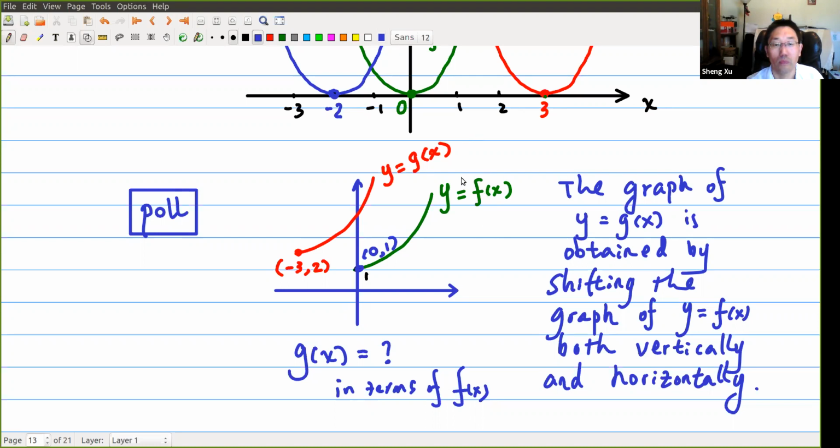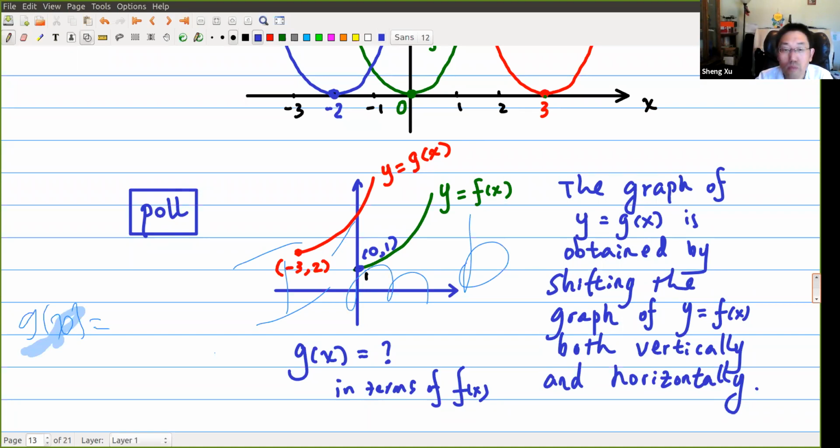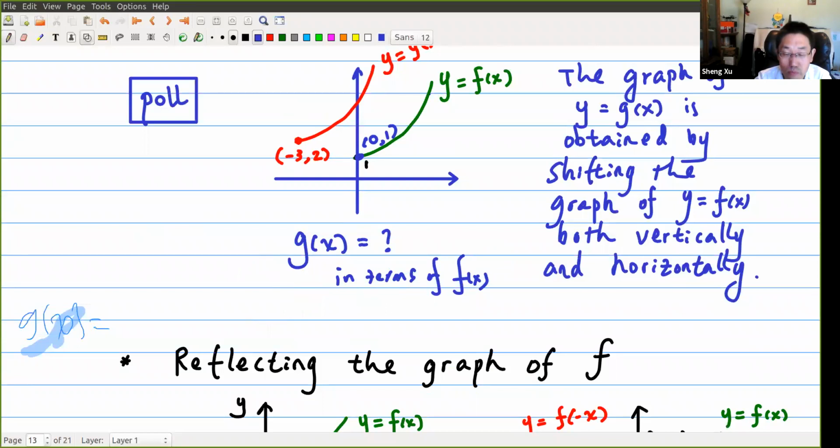Okay. So let me end the polling. So what's the answer? Now you see, this red curve is obtained by shifting the green curve both vertically and horizontally.